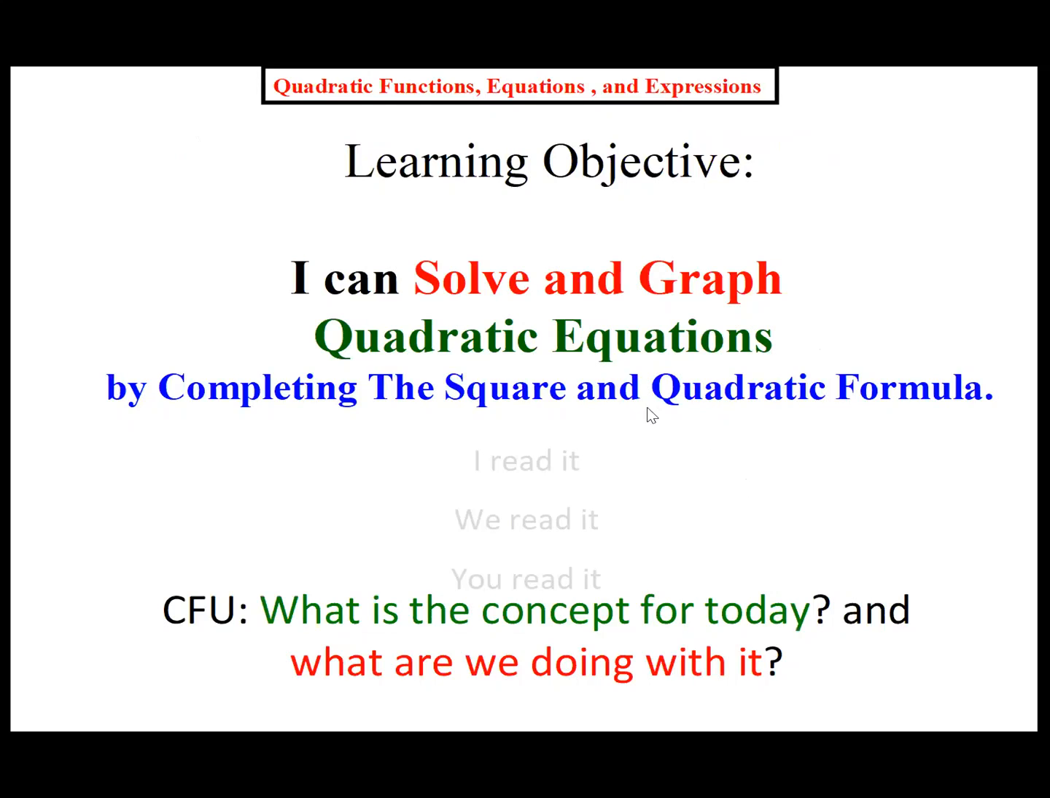All right, here we go. Our objective for today: I can solve and graph quadratic equations by completing the square and quadratic formula. Once again, I can solve and graph quadratic equations by completing the square and quadratic formula.